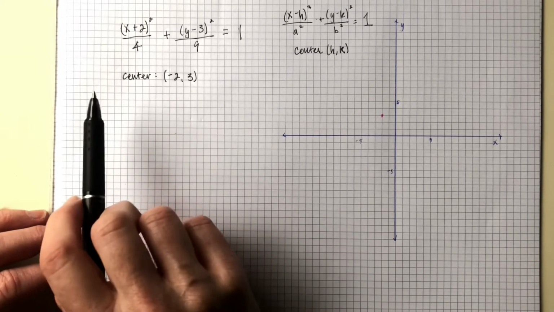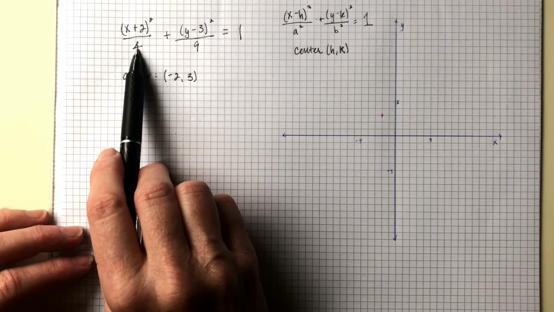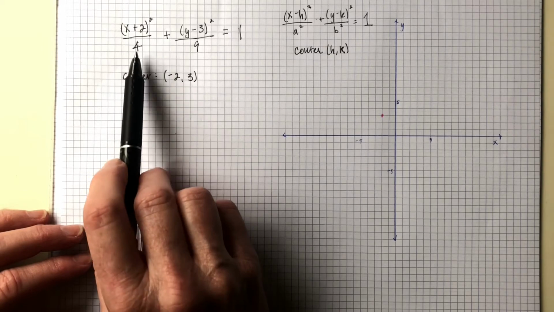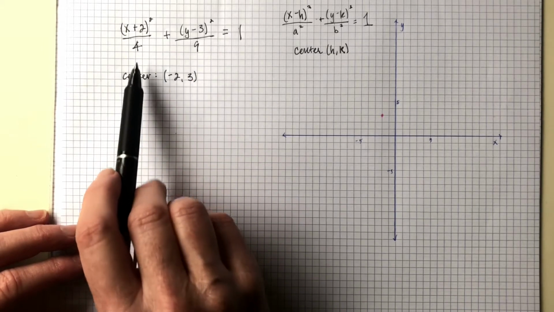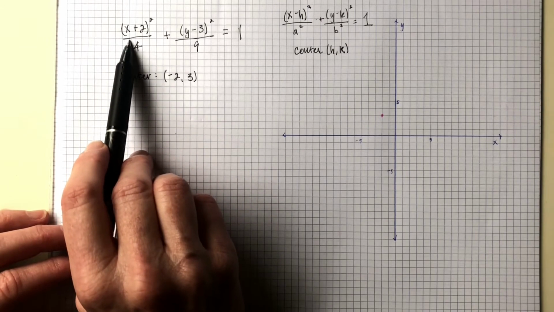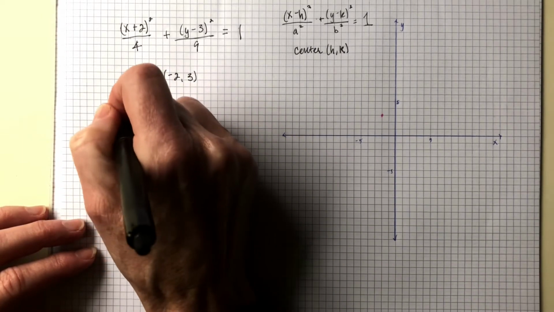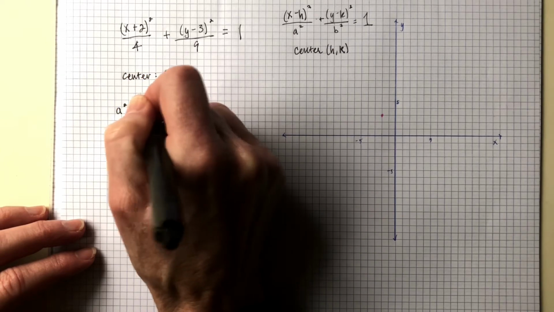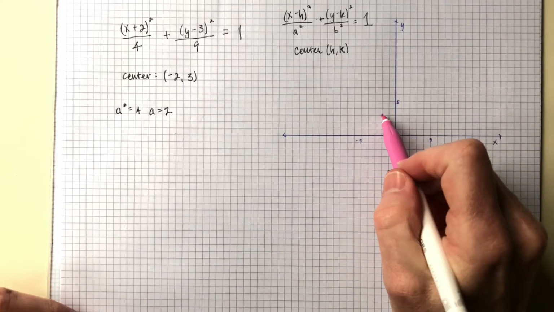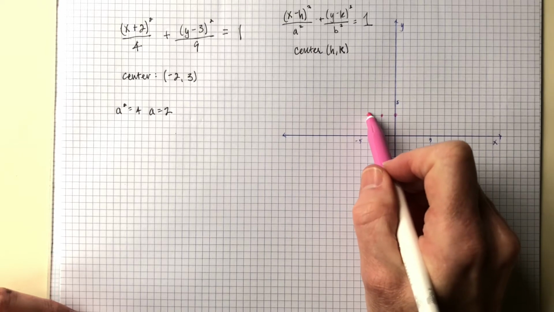To find those, we look at the denominators, and the distance away from the center is found by looking at the square roots of those denominators, and their direction will relate to whatever variable they're under. For example, things that are under the x will be in the horizontal direction. So we'll say, okay, a squared is 4, meaning a is 2. We will go from the center 2 units in the horizontal direction positive and 2 units in the horizontal negative.